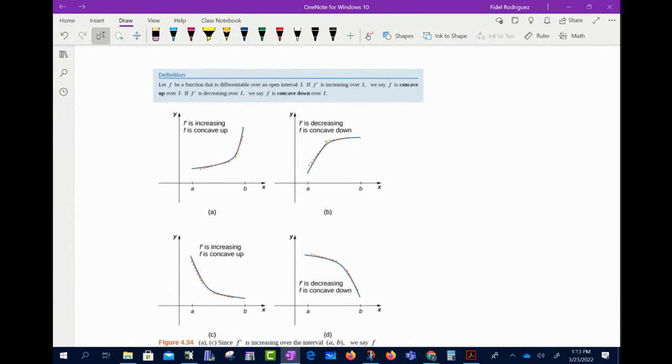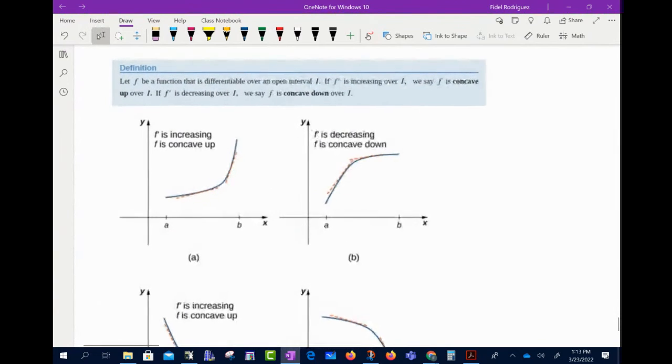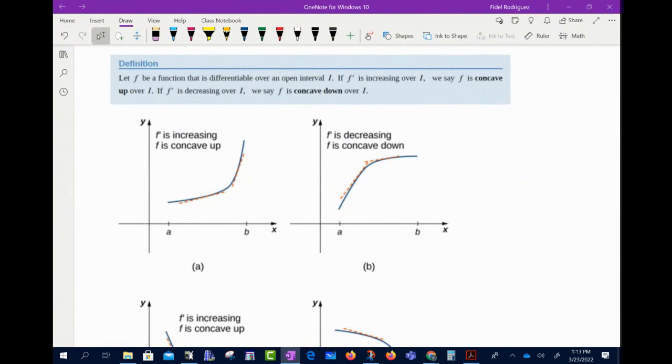Okay, so now we have something that we call concavity. Concavity says let f be a function that is differentiable over an open interval I. If the derivative is increasing over I, then we say f is concave up over I. If f prime is decreasing over I, we say f is concave down over that interval.